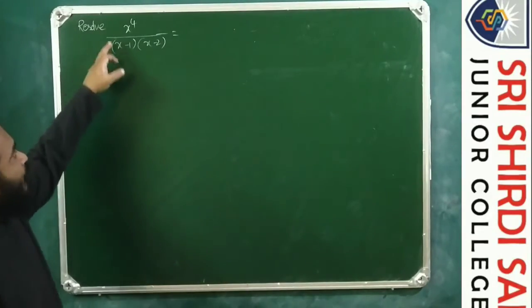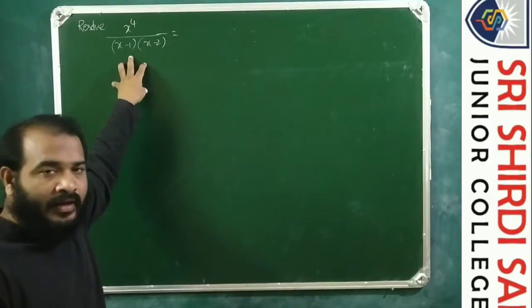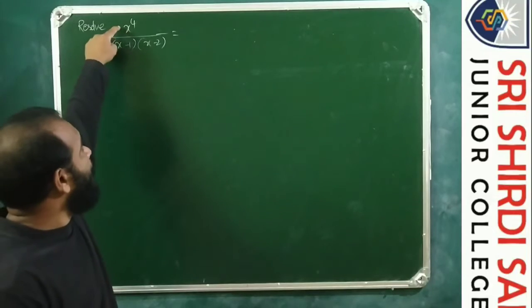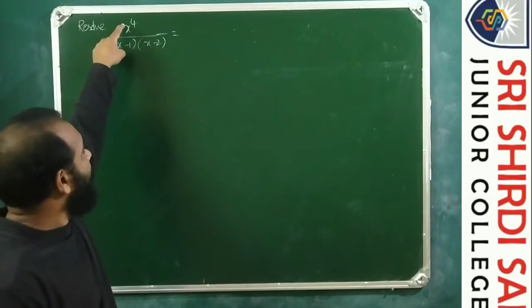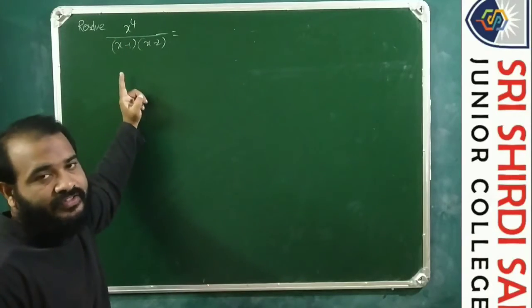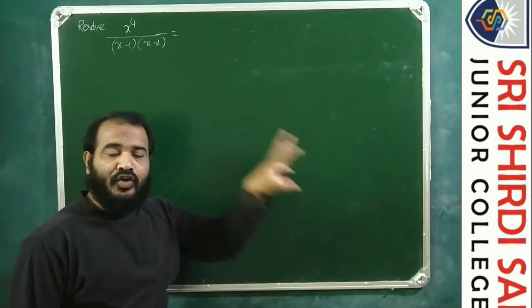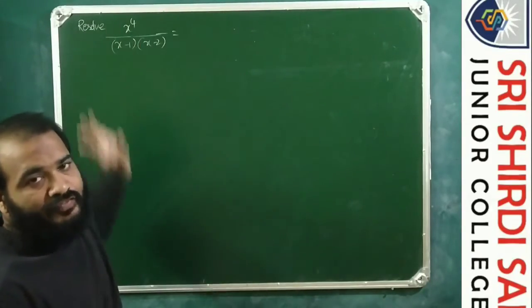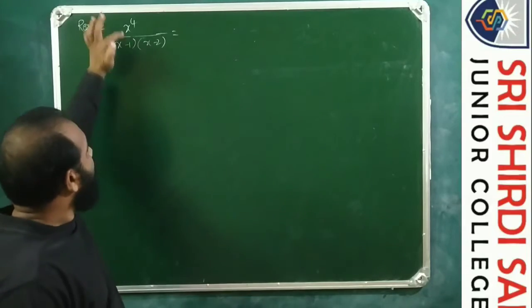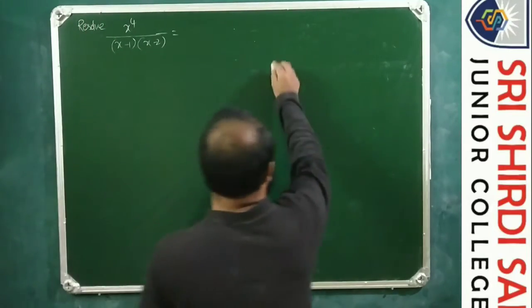Resolve x power 4 by x minus 1 into x minus 2. This is again an improper fraction with the degree of numerator 4 and the degree of denominator 2. So degree of f of x is greater than degree of g of x. In the last problem we have done, the degree of f of x and degree of g of x were equal. Here degree of f of x is greater than degree of g of x. So we need to divide this x power 4 by the denominator. So let us do that.